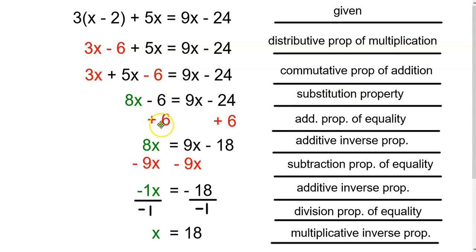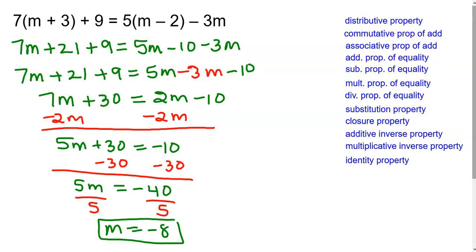In the very next line, I added 6 to both sides. That's a property of equality. And the fact that the 6 is canceled out, that's an inverse property. So don't forget, every time you have a property of equality, the next line needs to be an inverse property. All right. I think you're starting to get the hang of this. Let's see if we can pull out from our bank of properties here to justify this last problem.